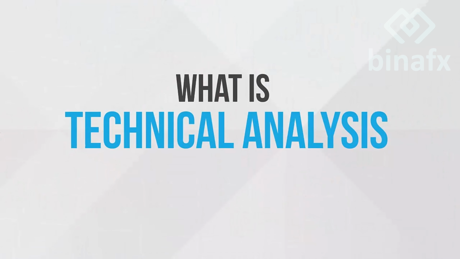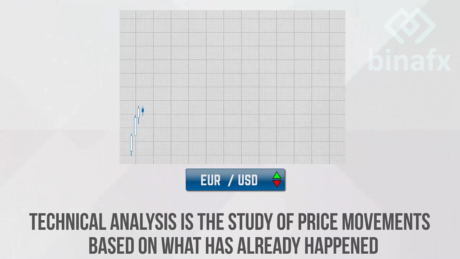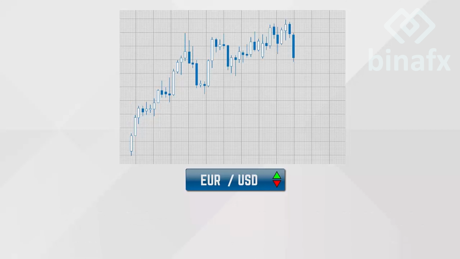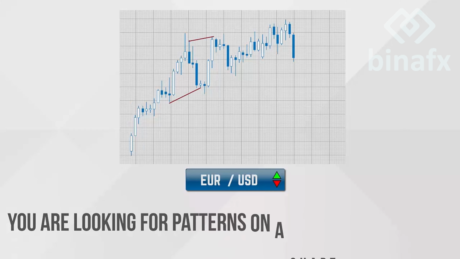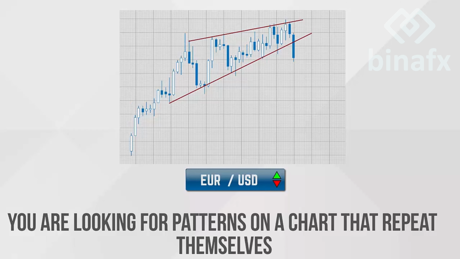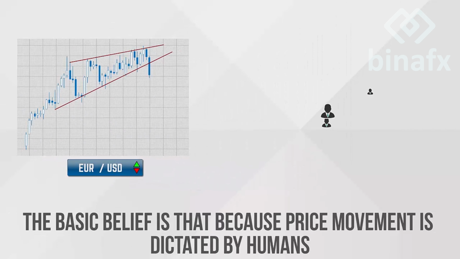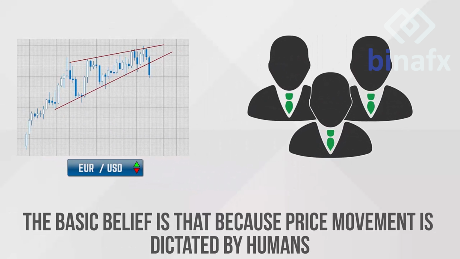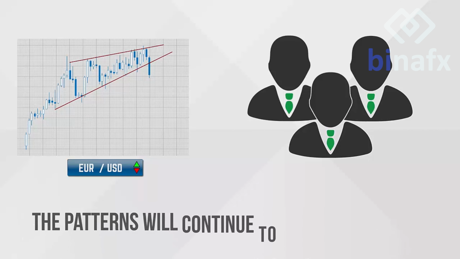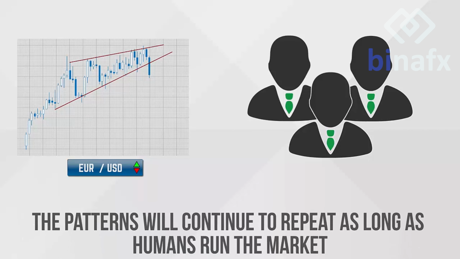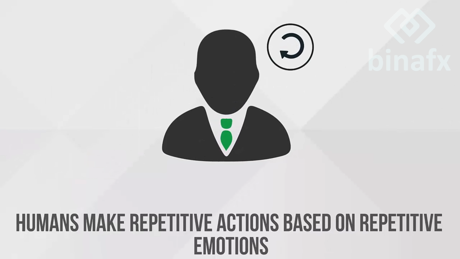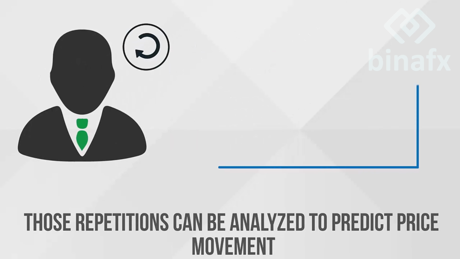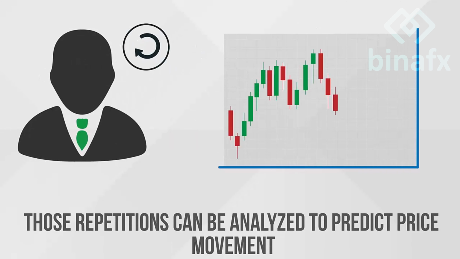is technical analysis. Technical analysis is the study of price movements based on what has already happened. When you are performing technical analysis on a currency, you are looking for patterns on a chart that repeat themselves. The basic belief is that because price movement is dictated by humans, the patterns will continue to repeat as long as humans run the market. Humans make repetitive actions based on repetitive emotions, and those repetitions can be analyzed to predict price movement.